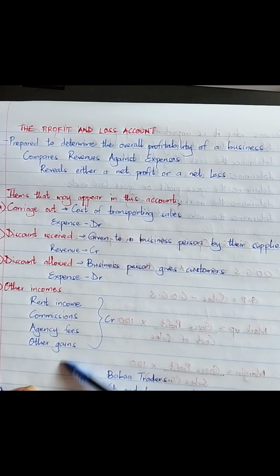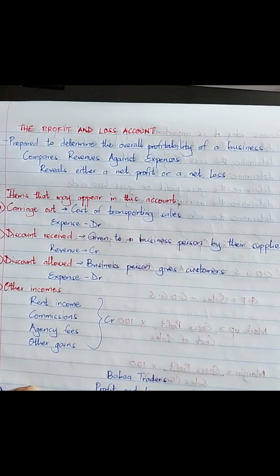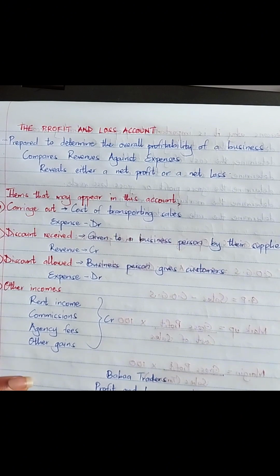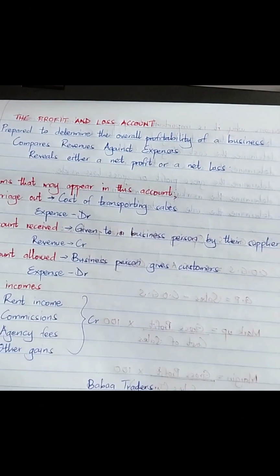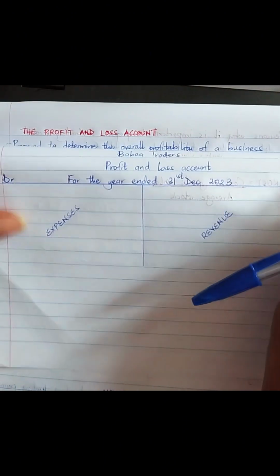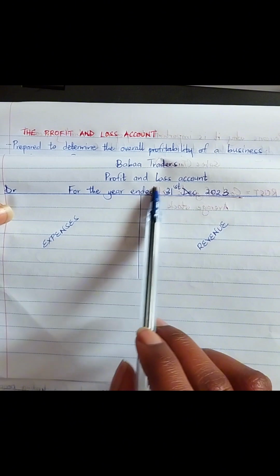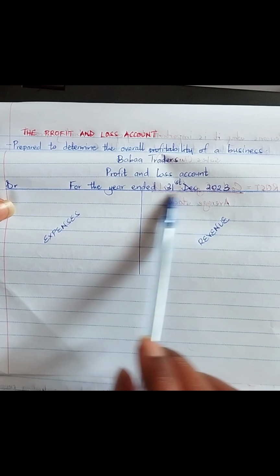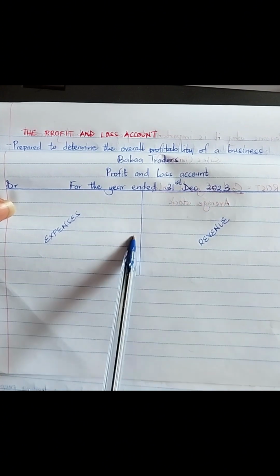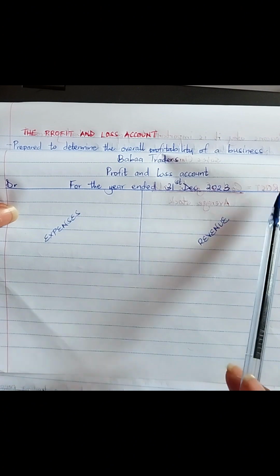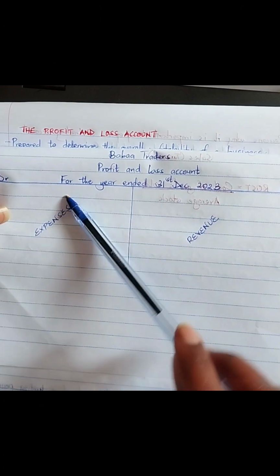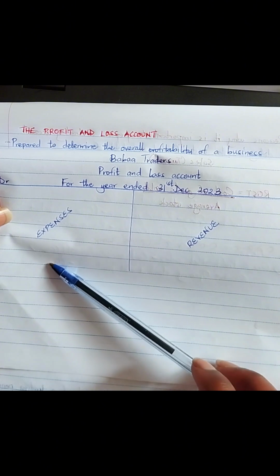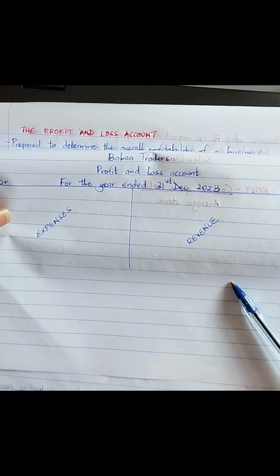You will also find that there are other incomes as you draw up this account, such as rent income, commissions, agency fees, and other gains from the sale of fixed assets in the business. This is the format of the profit and loss account. The name of the business, the name of the financial account, which is profit and loss account, then the date on which you are drawing this statement. The left side is the debit side, the right side is the credit side, and then you will list your expenses on the debit side and the revenues on the credit side.